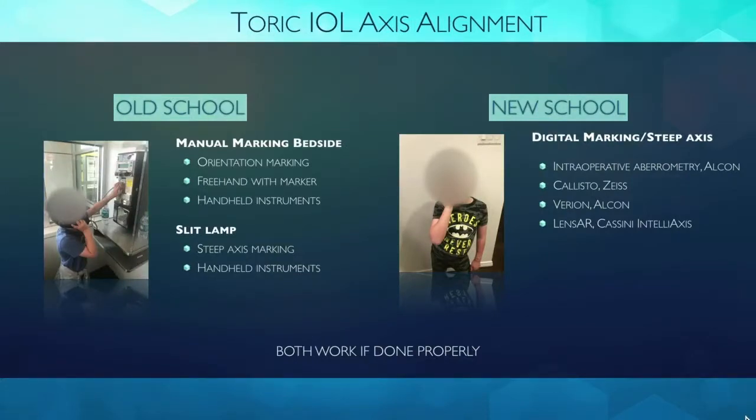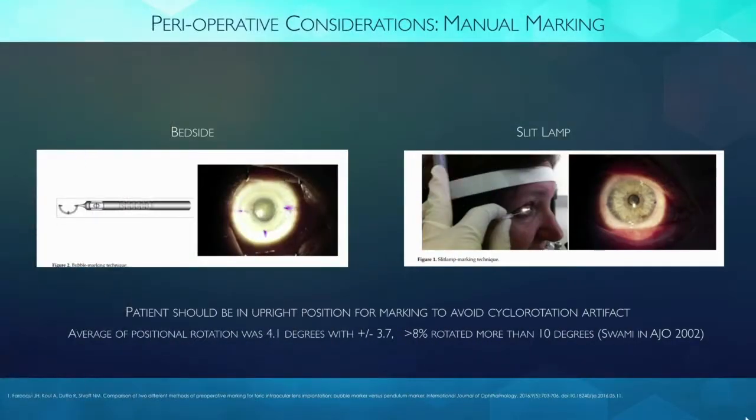Now, I'd like to go through a little bit how we're going to mark our axis. Some of us are old school, and some of us are new school, and some of us do both. There's nothing wrong with manual marking. We just have to pay attention to how we're doing it. And then new school, there are some digital or intraoperative marking systems that can be very helpful.